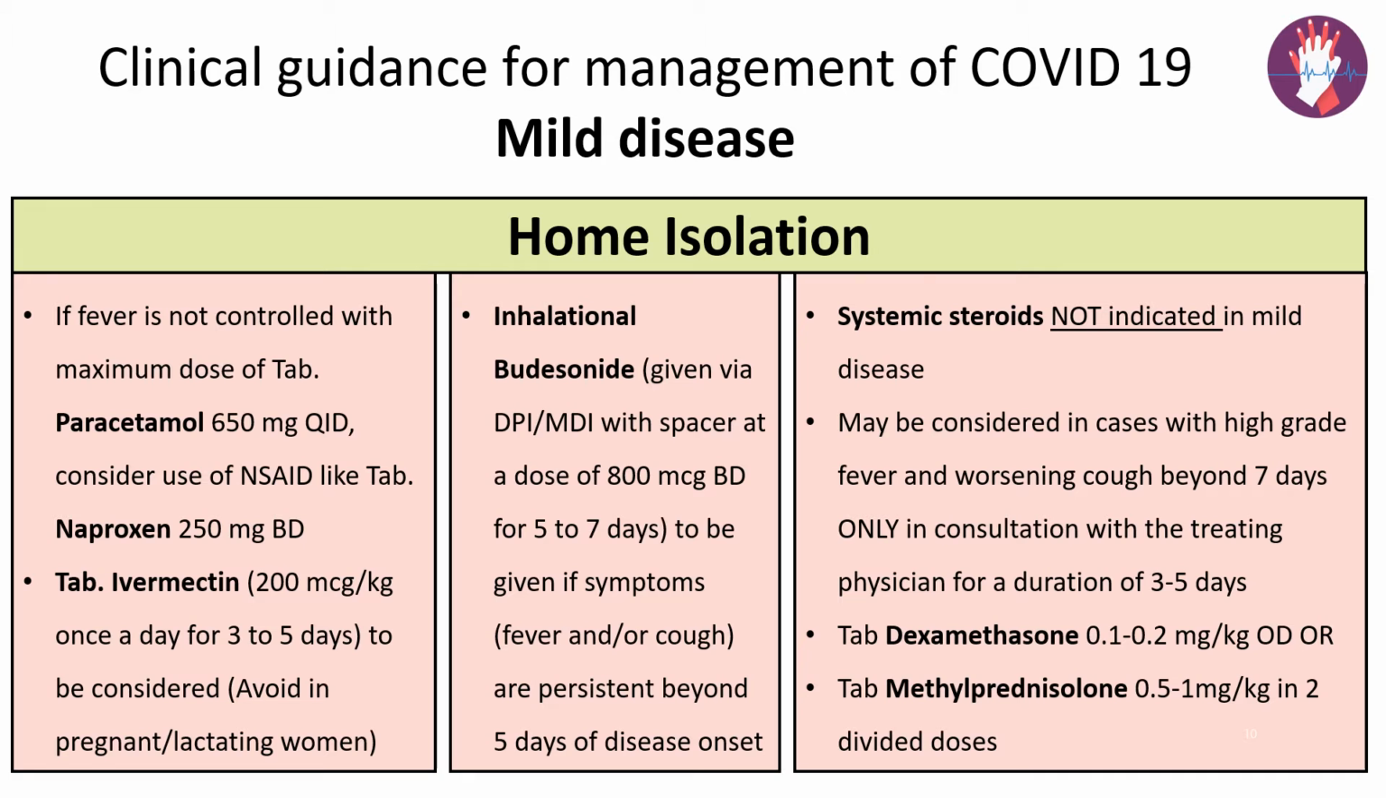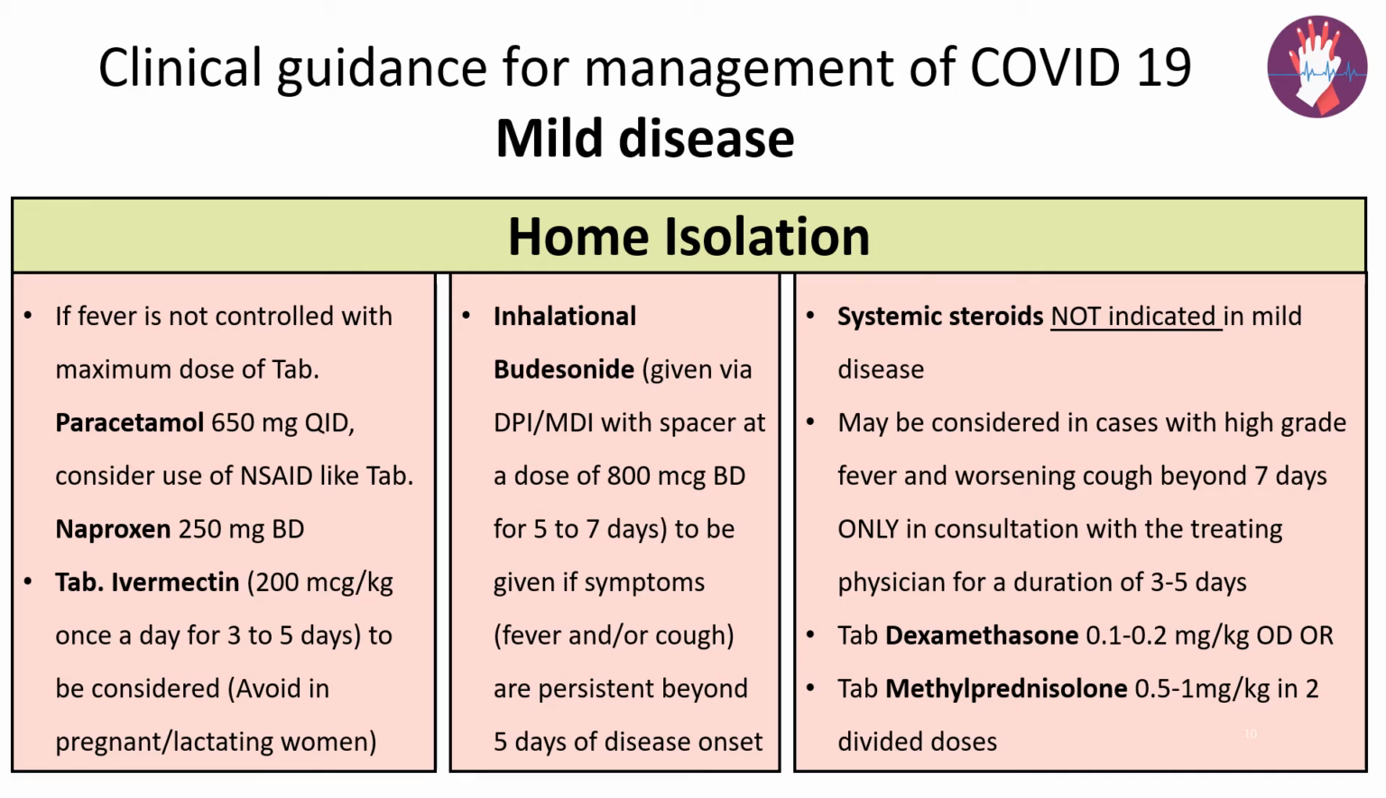So continuing with the home isolation, if the fever is not controlled with a maximum dose of paracetamol 4 times a day, we should be considering the use of non-steroidal anti-inflammatory drugs like naproxen 250 milligrams twice a day. There is no significant evidence supporting tab ivermectin, so we are just putting it there as it is part of the national guideline. Chivarexa is not recommending tab ivermectin as there is no clear-cut evidence supporting its use in COVID-19.